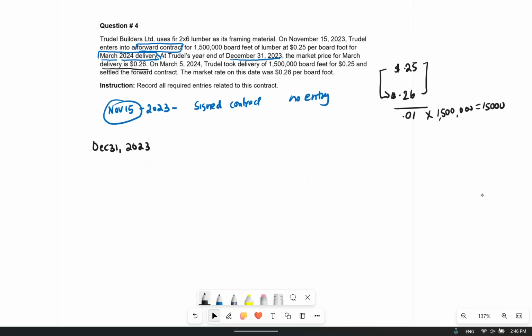So then we don't have anything in my derivatives. We need to put derivatives in. So we will call it derivatives financial asset/liability, and that will be for $15,000. And we will have a credit. My credit will be gain/loss on derivatives.